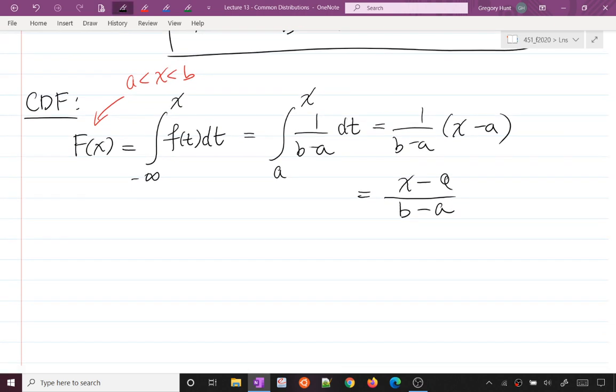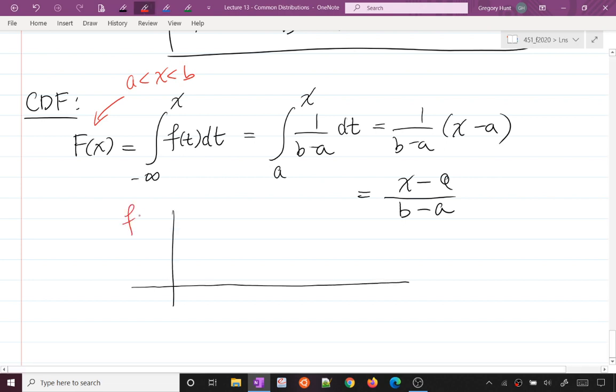A nice way of thinking about it is that if I draw my PDF here, here's a, here's b, it's uniform, and its height is 1 over b minus a. If I have some value little x here, my CDF is the probability that I'm less than or equal to this little x, which in this case is just integrating the PDF over this area, the shaded region.